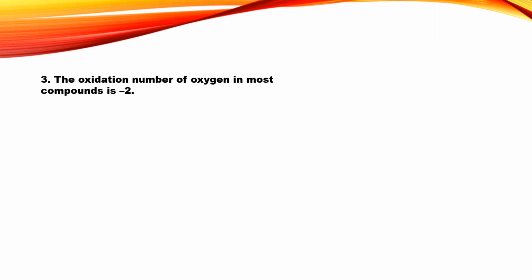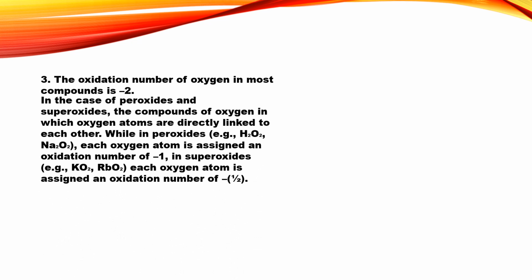So the third rule: the oxidation number of oxygen in most compounds is minus 2. In the case of peroxides and superoxides, peroxides means there is one more oxygen, where oxygen atoms are directly linked to each other. In peroxides, for example H2O2, Na2O2, each oxygen atom is assigned an oxidation number of minus 1.